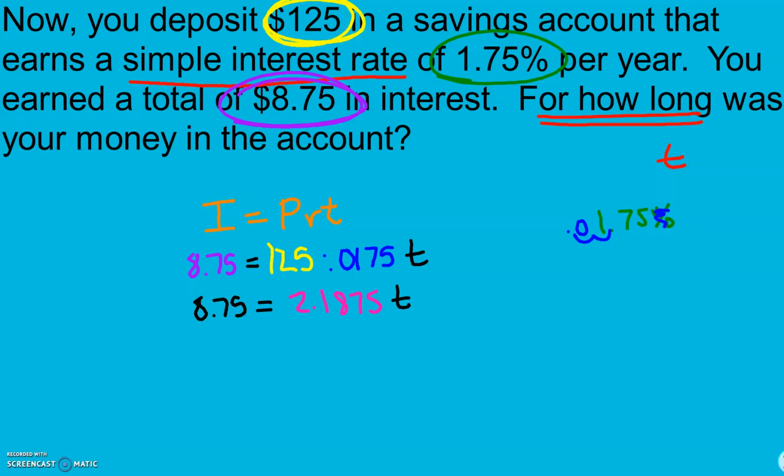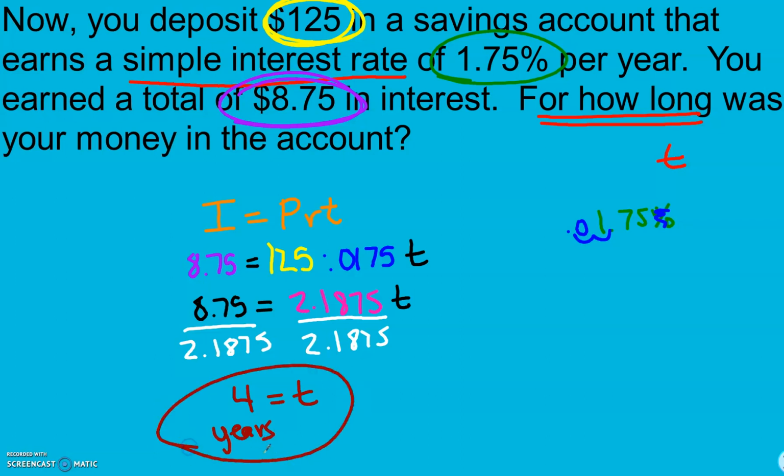Now my variable is being multiplied. I get rid of multiplication by dividing. And here I get 4 equals T, and that is in years. Our time is in years. So it took 4 years for us to get $875 in interest if we put in $125 at 1.75% annual interest.